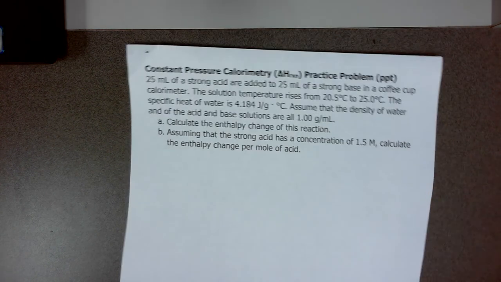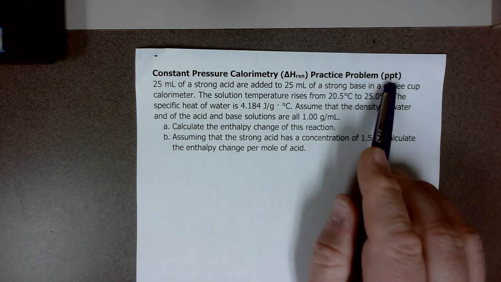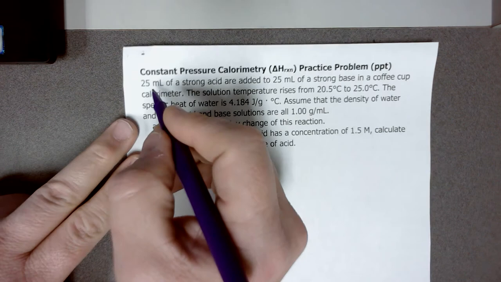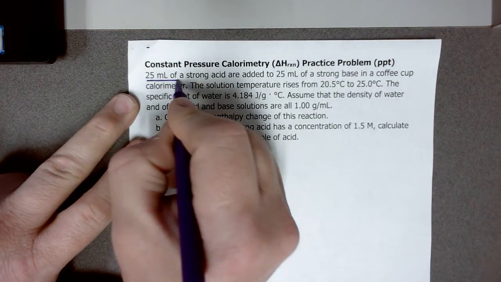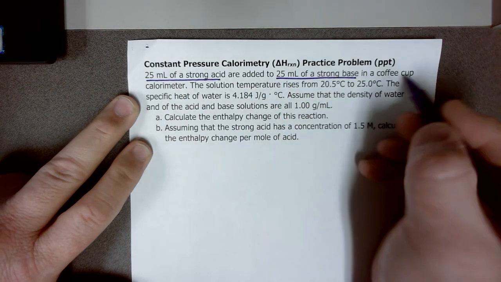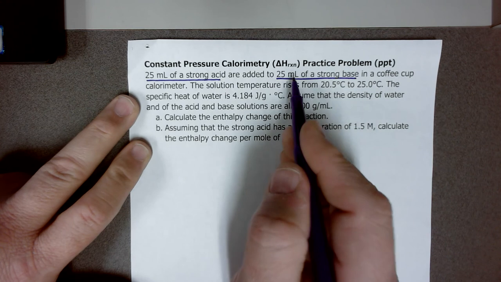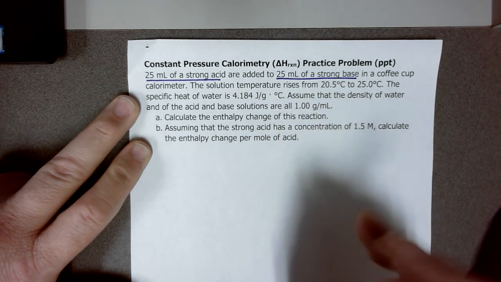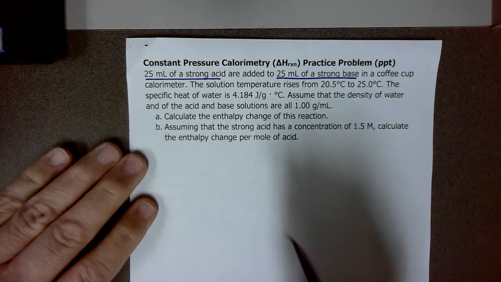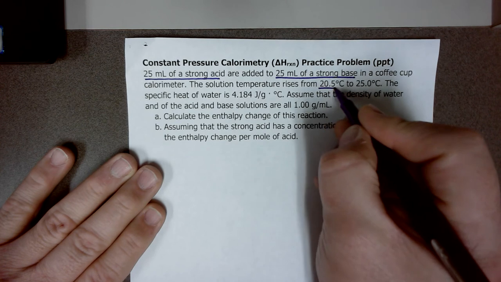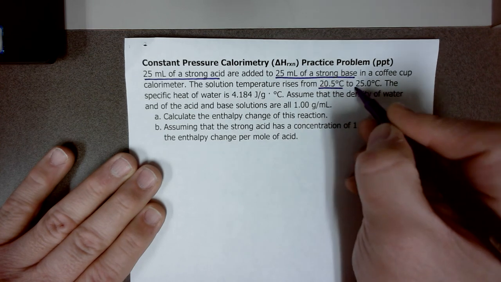So, this is the problem from the PowerPoint. And so let's go through it. We've got 25 mLs of a strong acid added to 25 mLs of strong base in a coffee cup. When they're added to each other, they have a reaction. It's called a neutralization reaction. They produce water and a salt. Now, the solution temperature rises. It goes from 20.5 to 25 degrees.